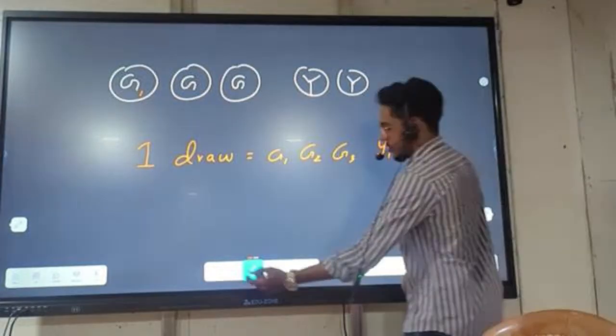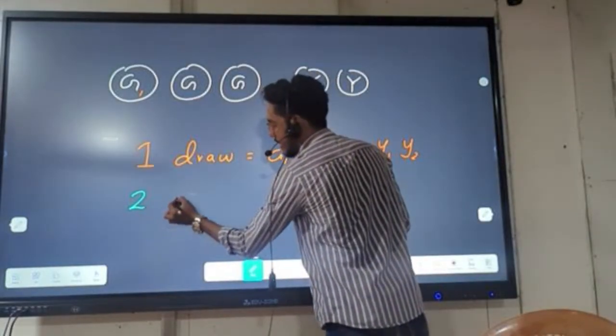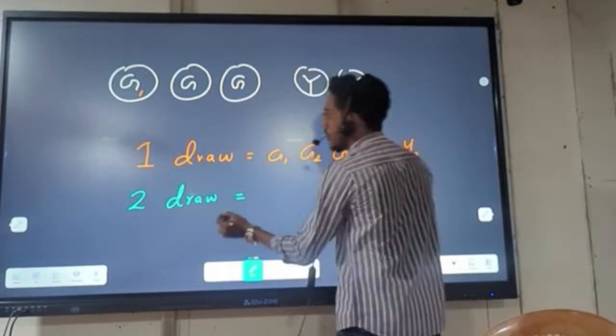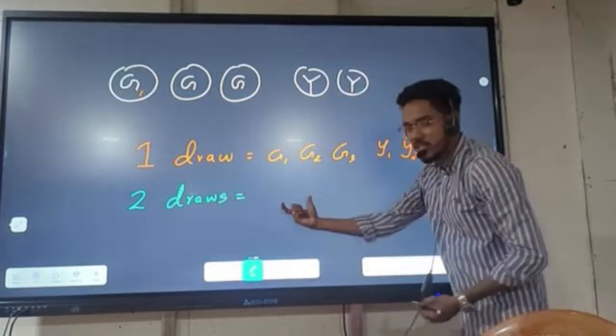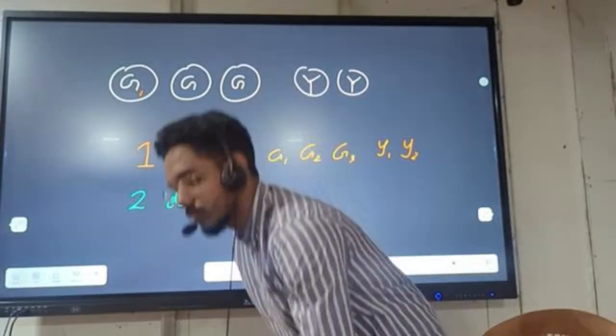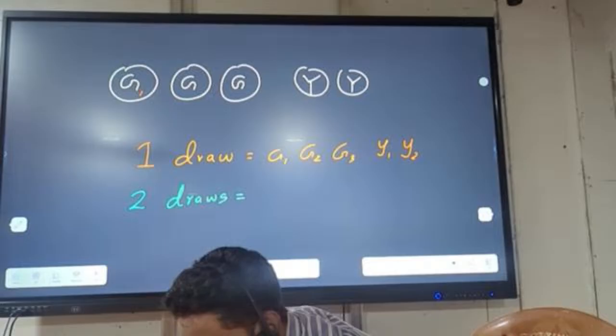Now my question for you all is, if we have 2 draws, for this example, how many total possibilities we would have? Just quickly think and tell me. How many total possibilities we would have altogether?